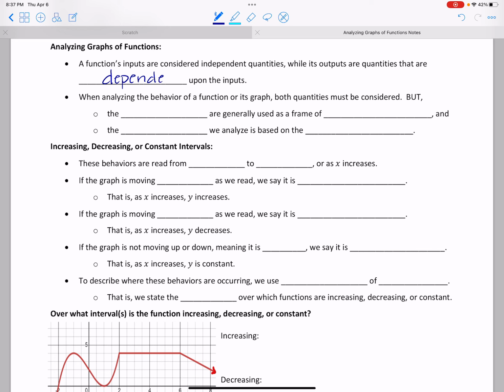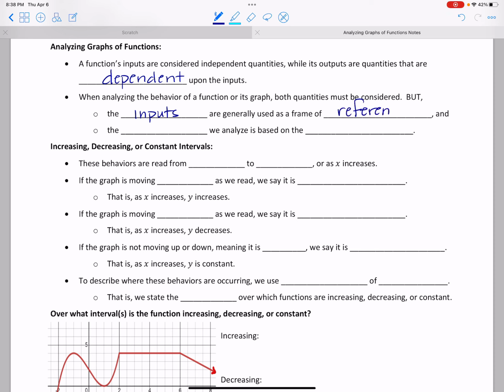And because of this, when we are analyzing a function, since those x values are independent, I don't want to say they're unimportant, but they're not dictating the behavior of the function. The behavior is based off of the y values. So generally, if we're analyzing some behavior of a function, we do need to account for both of the quantities, both of the variables in our situation. But the inputs, or the x's, those are generally just used as a frame of reference.